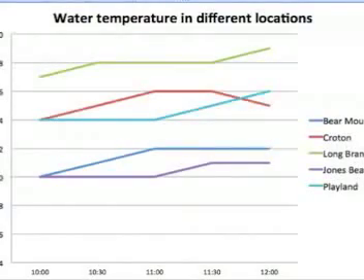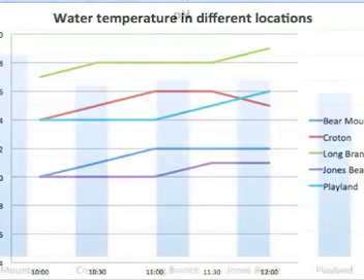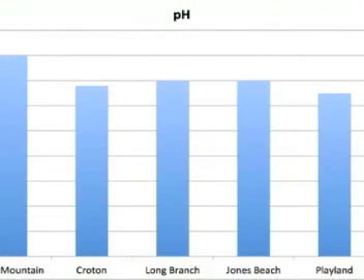First, we evaluate general parameters of the water in each place. The temperature ranged from 50 to 59 degrees Fahrenheit and did not change significantly during the day. The highest temperatures were at Long Branch because it's closest to the south. The pH of all samples was close to neutral. It was slightly acidic in Croton and Playland, and basic in Bear Mountain.